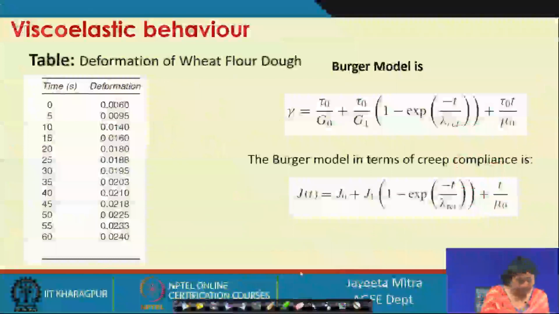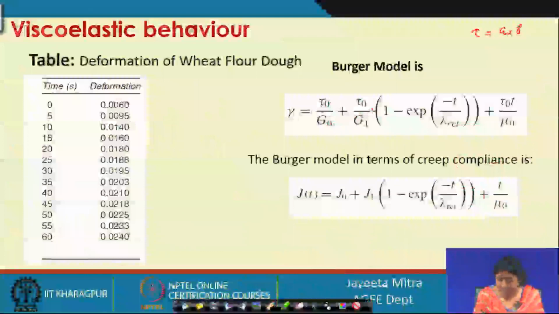Deformation of wheat flour dough with time up to 60 seconds. What is the deformation that is given here? Gamma, the deformation. So, Burger model is gamma equal to tau 0 by G 0. This is because of the initial spring stress, okay, because in case of a spring we know that tau will equal G 0 into gamma. So, gamma is equal to tau 0 by G 0 here.